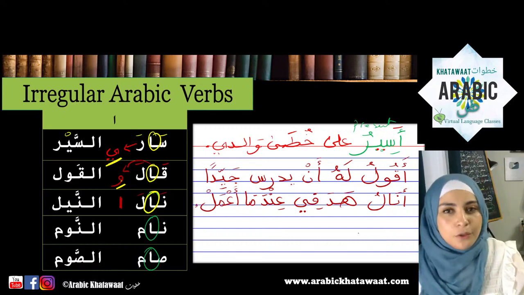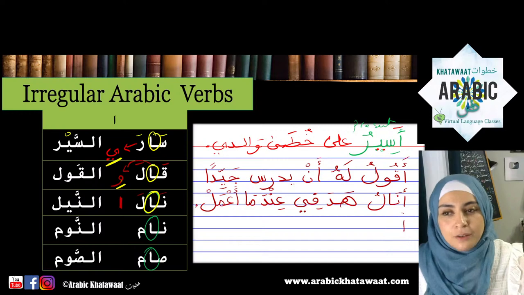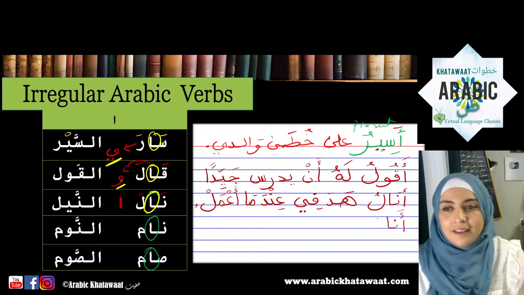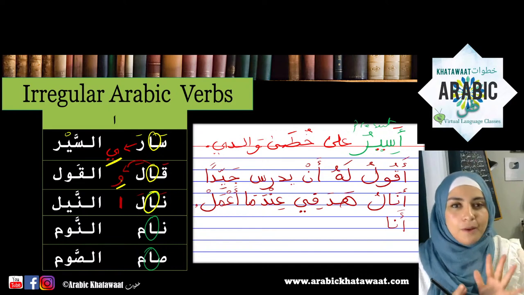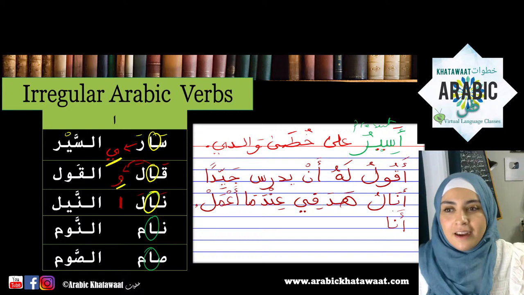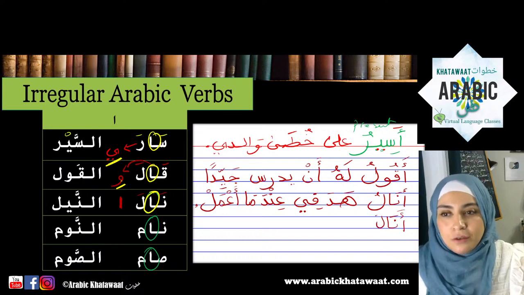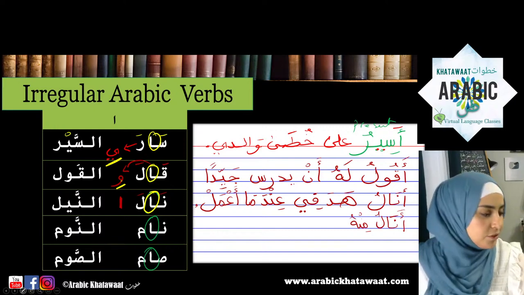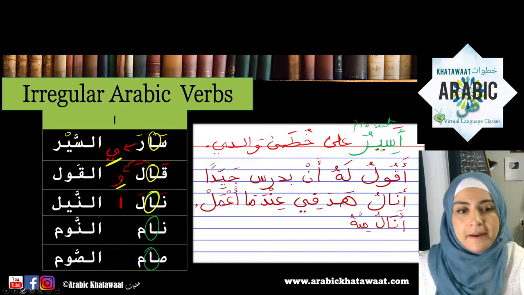And أنال منه, this is another form we use, like when you get someone. How would I say that in English? You get him, you trick him, you're not being honest with him. You would say نلت منه, like I got him. So you say أنال منه. That would be an expression to say I get someone. It means you probably tricked him or something.